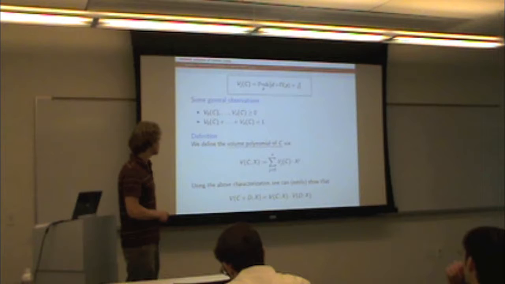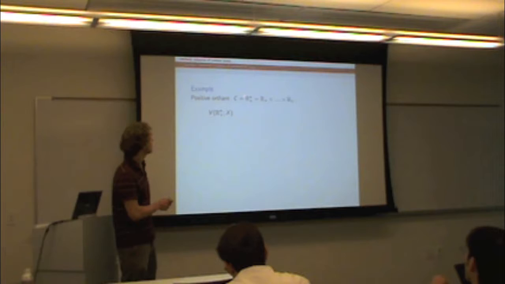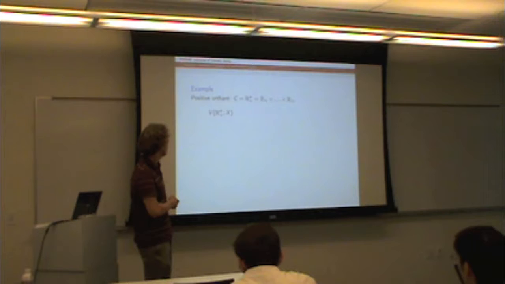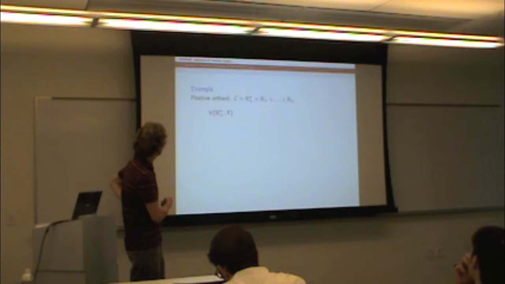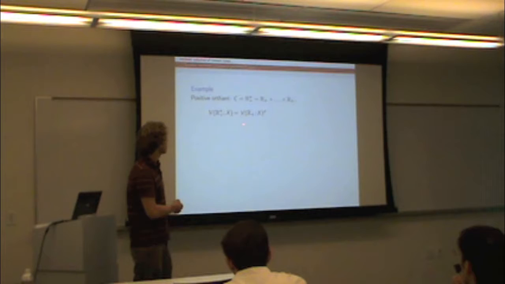Right? Now we can use this formula to look at a very nice but very important example. It's the positive orthant. Right? So the positive orthant is just the set of vectors which have all non-negative components, and this is a direct product. Right? This is just a direct product of single rays. And so now what's the volume polynomial of this positive orthant? Well, applying the formula that I've given, it's just the n-fold product of the volume polynomial of a single ray.